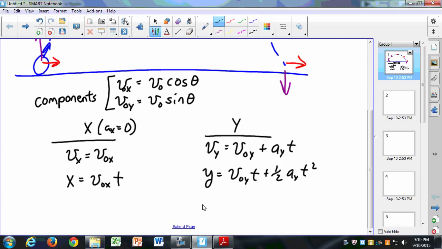That is for the range, right? So if I want to find the range, that's what I'm using here. The range is just the x displacement. If I want to find the height, I use this. And then if I want to do that little funky thing where I say at t top, vy is 0, I have to use this. So if you're really into memorizing formulae, I'm not really, but if you are, these are the ones that you need for projectile motion.